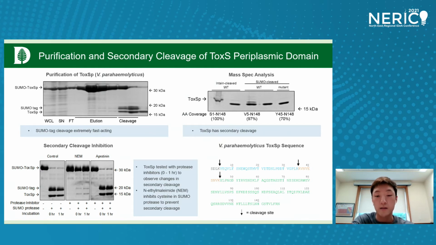To solve this secondary cleavage problem, we tested our protein with different types of protease inhibitors, and N-ethylmaleimide, noted as NEM, is the one that seems to inhibit the secondary cleavage.